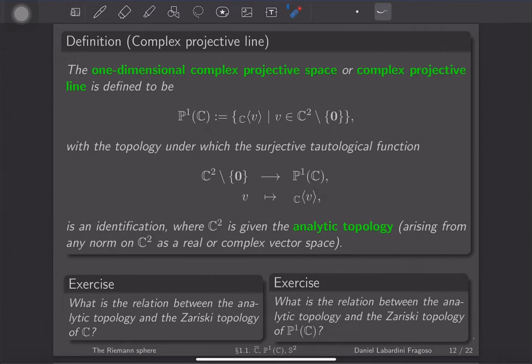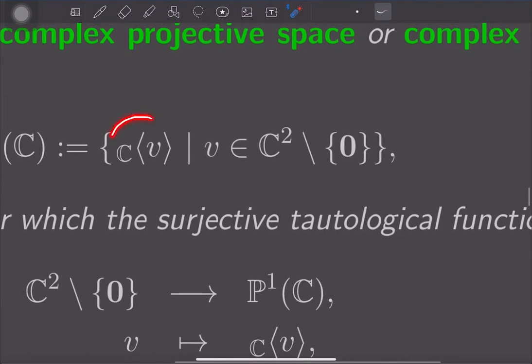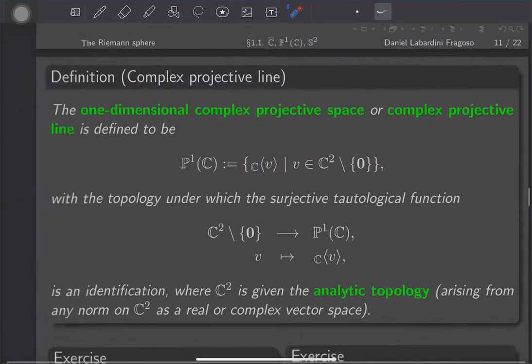Now I'm going to go with the second model, which is the complex projective line, which as a set is simply the set of one-dimensional C vector subspaces of C2. So this P1C, the complex projective line, its elements are the vector subspaces of C2 spanned by non-zero vectors.